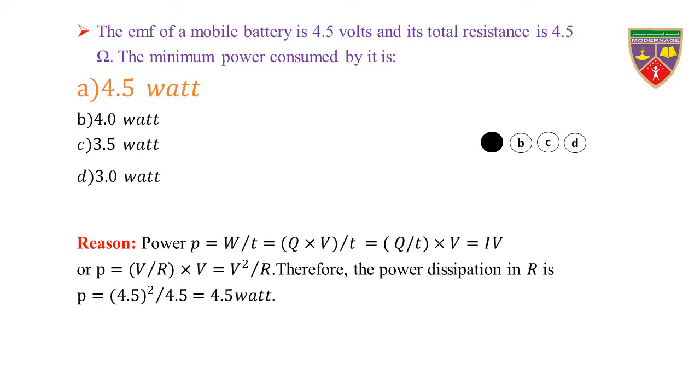Reason: power P is equal to work divided by time, which is equal to Q into V divided by time. Q divided by T is current, so P is I into V, which is equal to V divided by R into V, which is equal to V square divided by R. Therefore, the power dissipation in R is P is equal to 4.5 whole square divided by 4.5, which is equal to 4.5 watt. Hence, the power consumed is 4.5 watt.